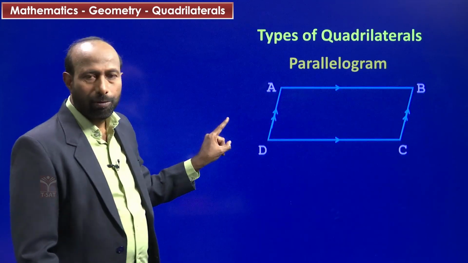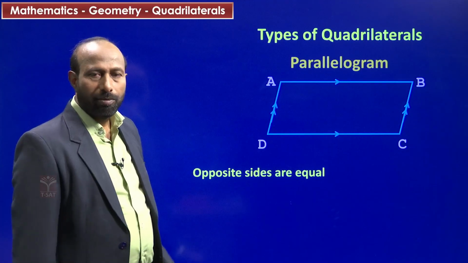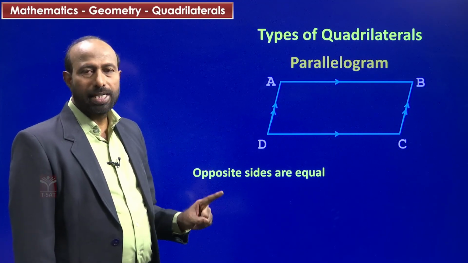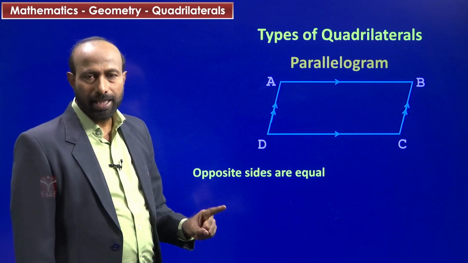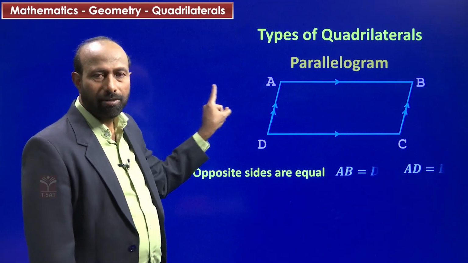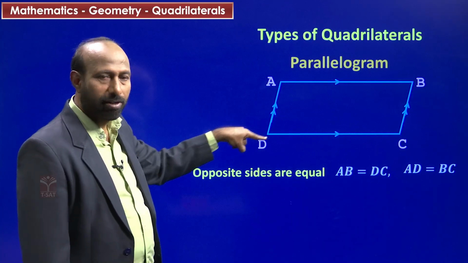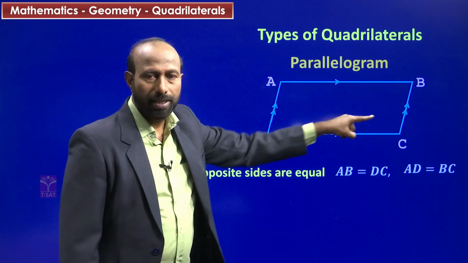Now, let us see the main properties of the parallelogram. In a parallelogram, opposite sides are equal in length. That is, the length of AB is equal to the length of DC as well as the length of AD is equal to the length of BC.